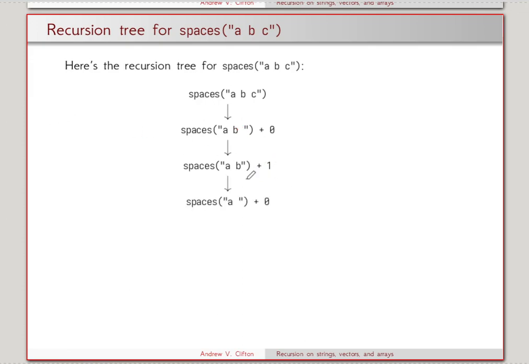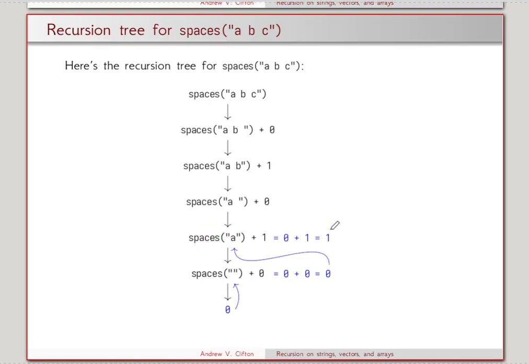Then we remove the B, right? So B goes away. B is not a space, so we're going to add a 0 on the way back up. Then we're going to remove the next space, right? So on the way up, we're going to add a 1. And then finally, we remove the A, right? The A goes away. A is not a space, so we're going to add a 0 on the way back up. And then we have the empty string, which gives us how many spaces are in the empty string? 0. So then on the way back up, we're doing the addition of, okay, 0 plus 0 is 0. And then that becomes the answer of how many spaces are in the string A.